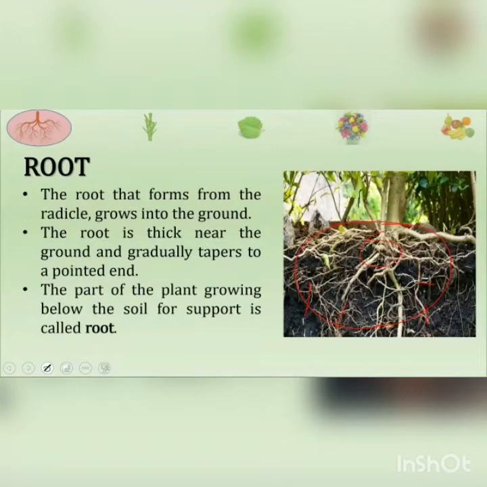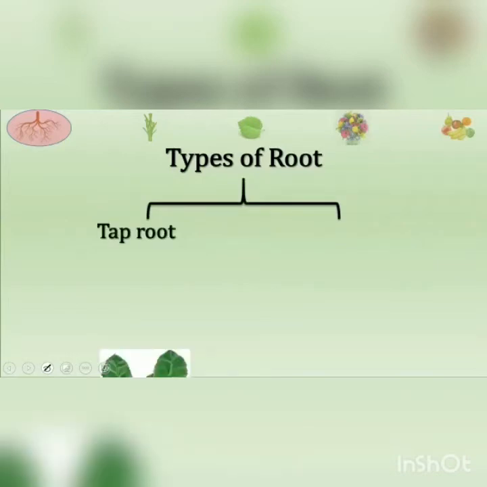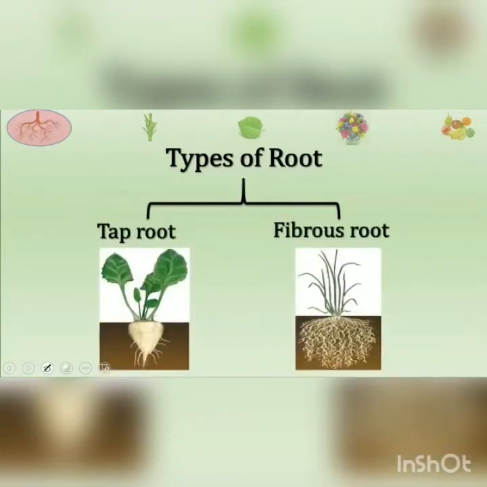So the part of the plant growing below the soil for support is called root. The plant needs support, which is being given by the root. Okay children, there are different types of roots. First is taproot and next is fibrous root. Let us see both in detail now.